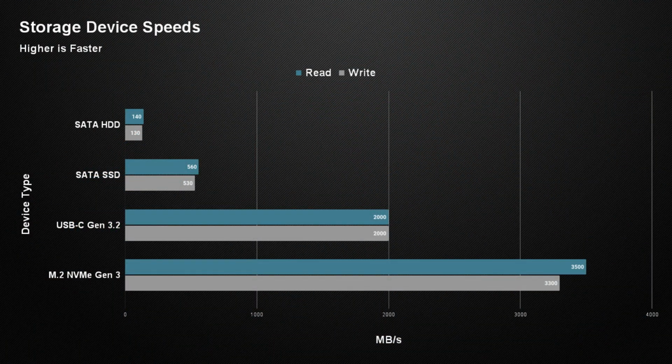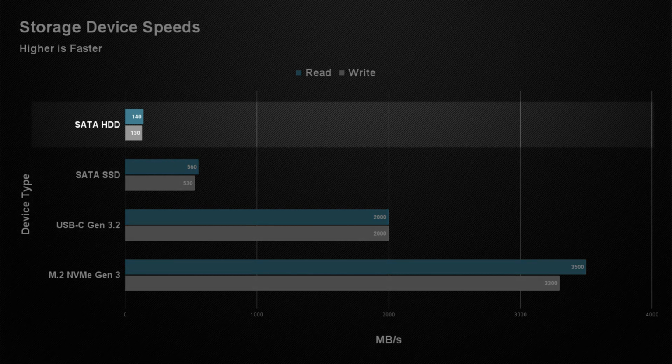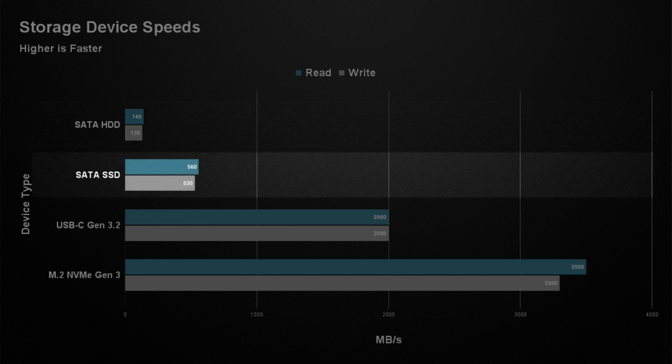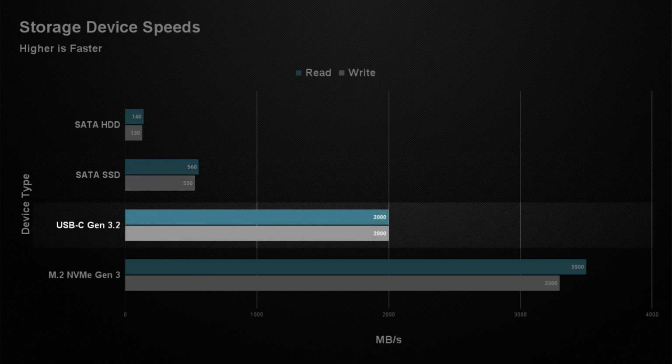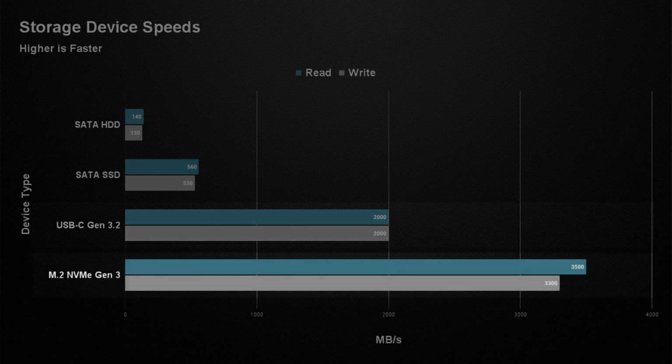To put this into perspective of how fast this USB drive is in comparison to the others, when looking at the drive's read and write speeds in megabytes per second, a typical mechanical hard drive will be around 140 megabytes a second with 130 megabytes per second on the write speed. A typical SATA SSD, in our case the Western Digital Blue 1 terabyte, will have a read speed of around 560 with a write speed of 530. The USB-C drive from Integral has around 2000 megabytes per second on the read speed with 2000 megabytes per second on the write. And then for the Gen 3 NVMe, you're looking at around 3,500 megabytes per second for the read speed and 3,300 megabytes for the write speed.